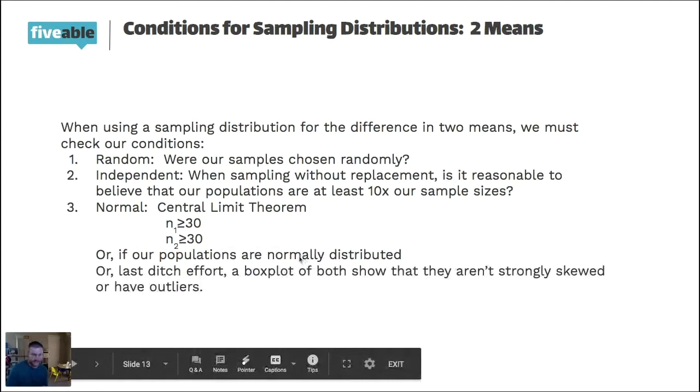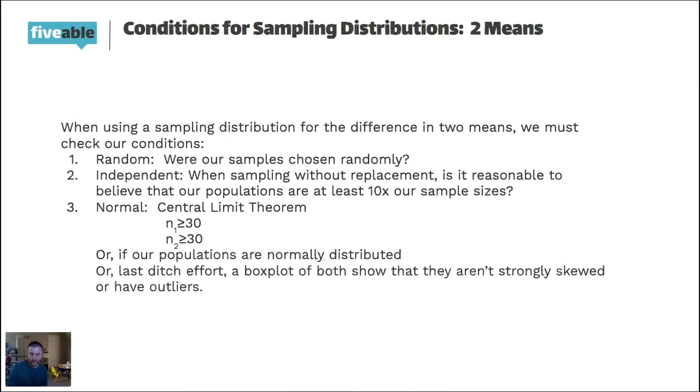If it doesn't say anything in the problem about the population being normally distributed, we can draw a box plot of both sample 1 and sample 2 and show that they are not strongly skewed. They can be a little bit skewed, but not outrageously skewed, and we also show that they do not have outliers. If it's a somewhat symmetric box plot for both samples, then we can assume that it's approximately normal. That has come up in AP questions before, but the first 2 should be your first option. They're a lot easier to prove, a lot easier to show.